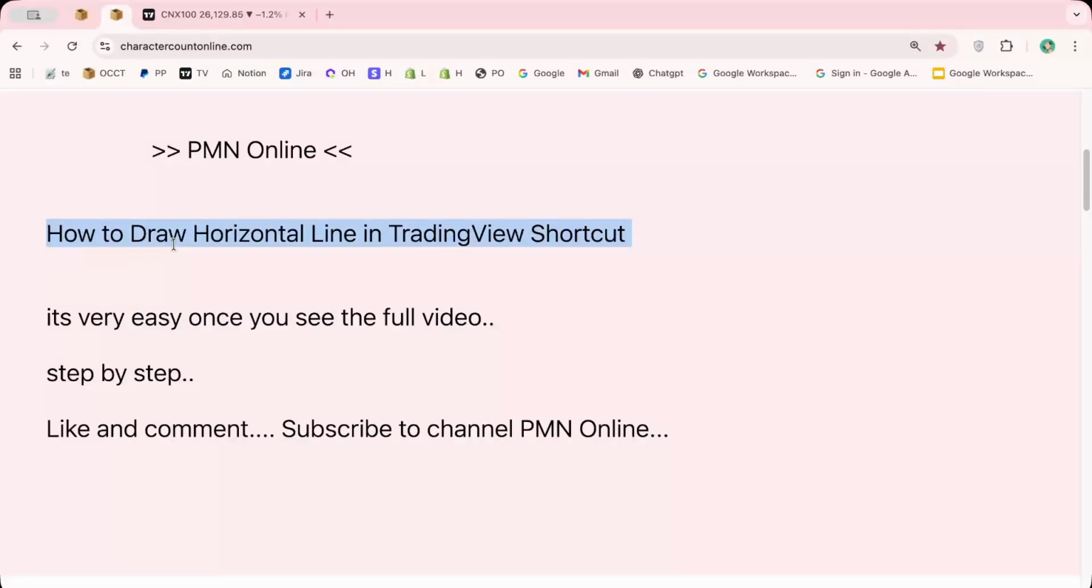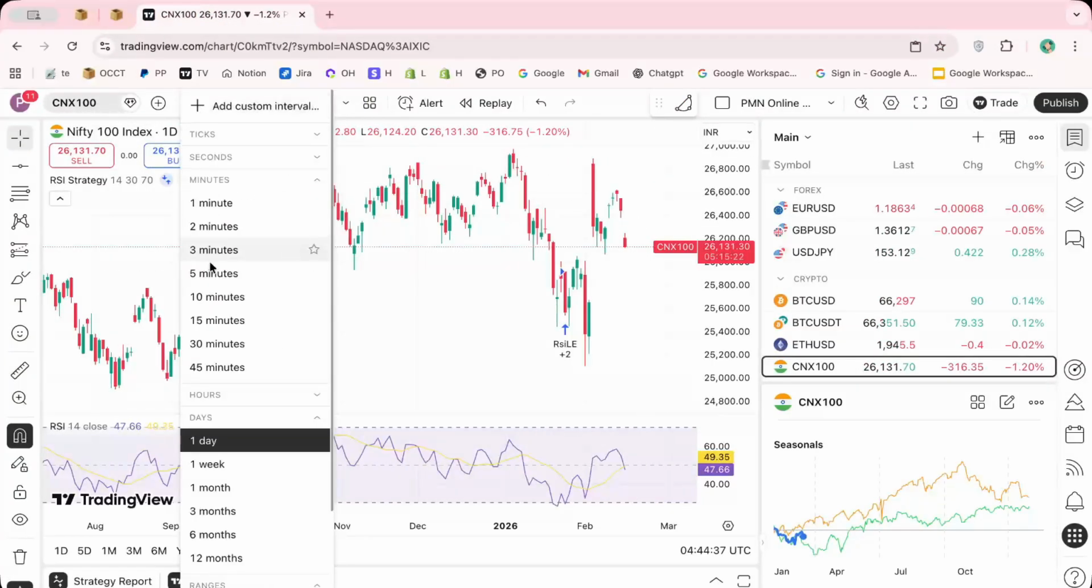In this video, we are going to cover how to draw a horizontal line in TradingView Shortcut. Have you ever found yourself analyzing a chart, trying to mark a specific price level, but you can't seem to do it quickly without breaking your focus?